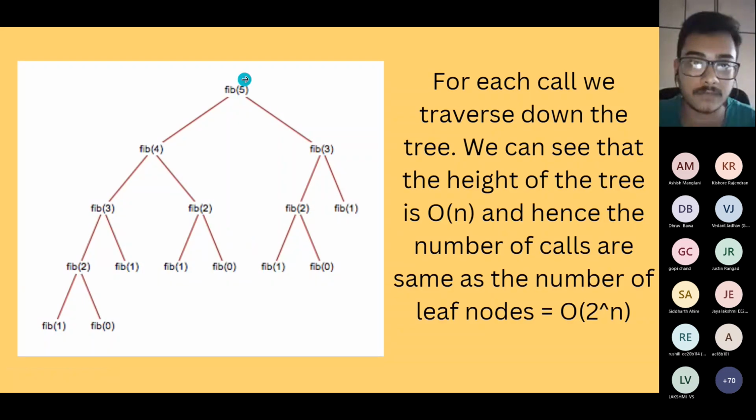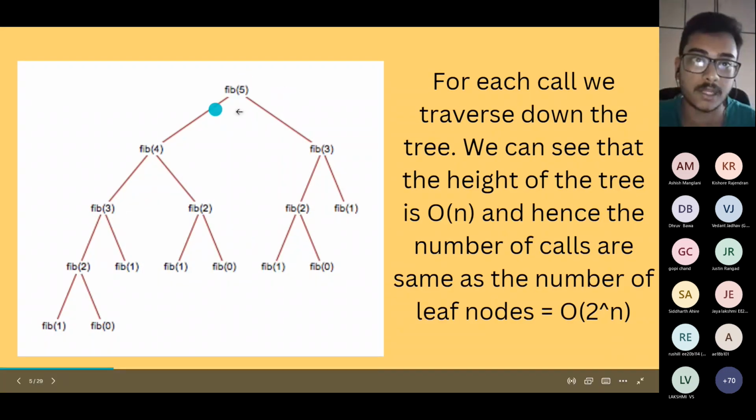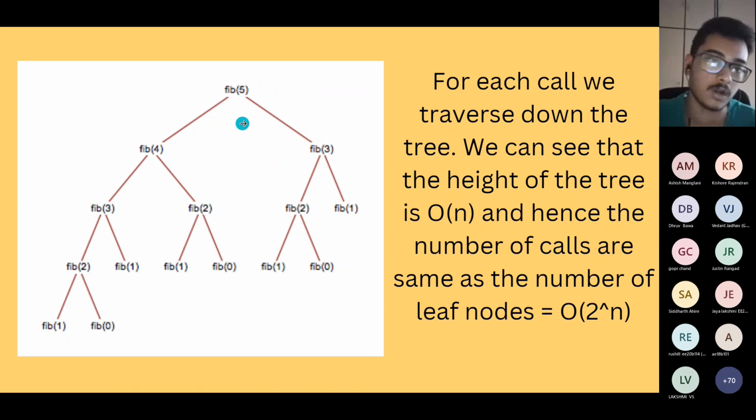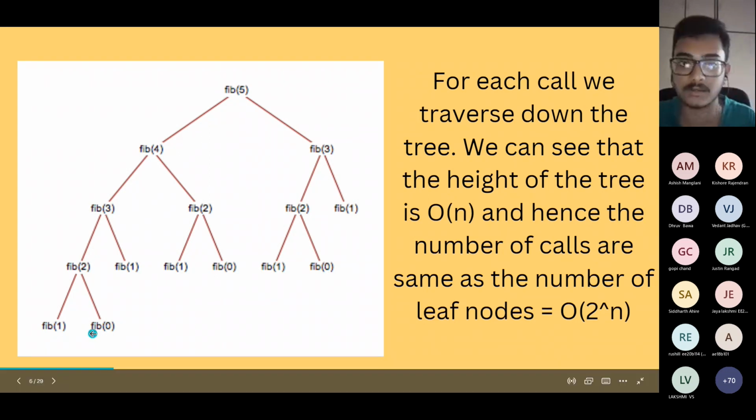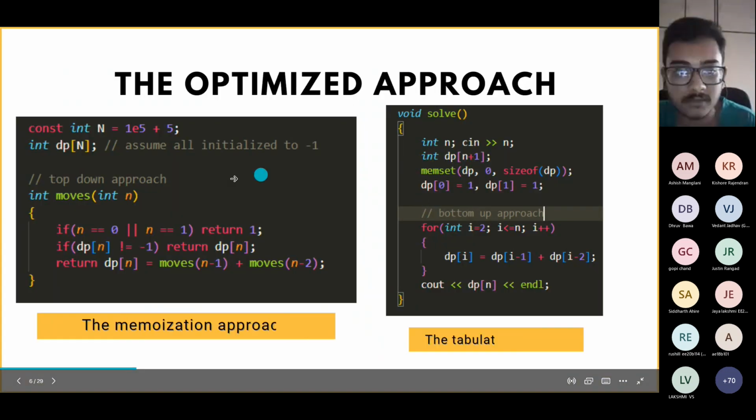Top-down, why? Because we are going from top to bottom, right? We want 5, we break it into 4 and 3, and from the top we are going down, right? So this is the top-down approach.